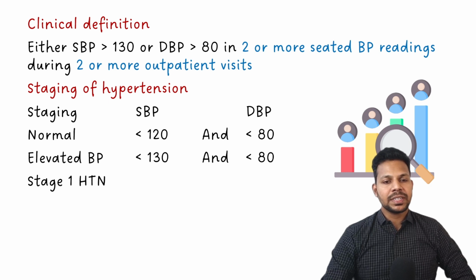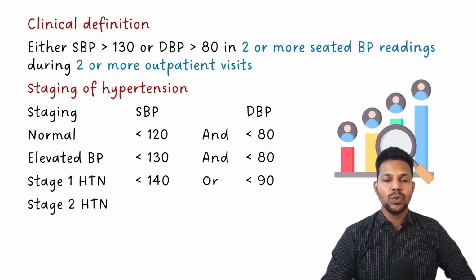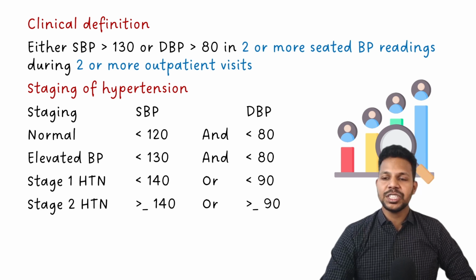The stage 1 hypertension is systolic blood pressure less than 140 millimeters of mercury or the diastolic less than 90 millimeters of mercury. And lastly, stage 2 hypertension is systolic more than or equal to 140 millimeters of mercury or diastolic more than or equal to 90 millimeters of mercury. Right? This is the staging of hypertension.